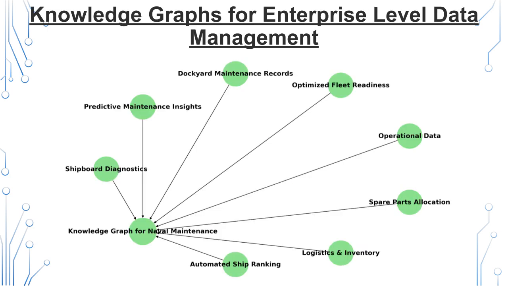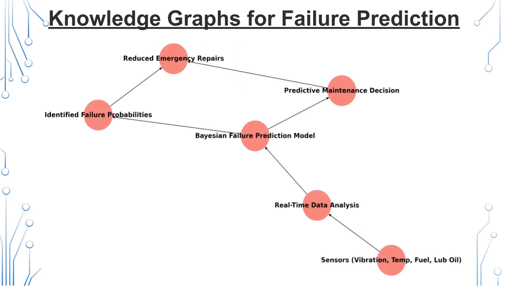A knowledge graph for enterprise-level data management, connecting the other units that are responsible for the overall functioning, is shown here. Similarly, for failure prediction, the data is employed in various modules to predict failure to the accuracy that is desired. Like I said, qualitative assessments do a great job in this case.